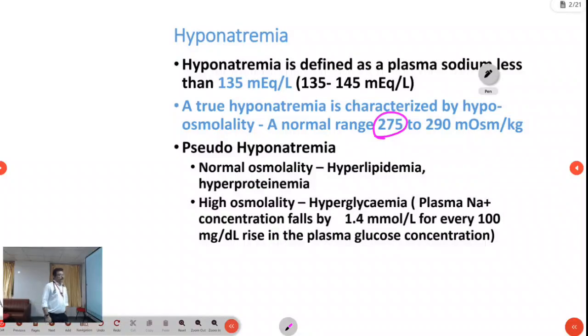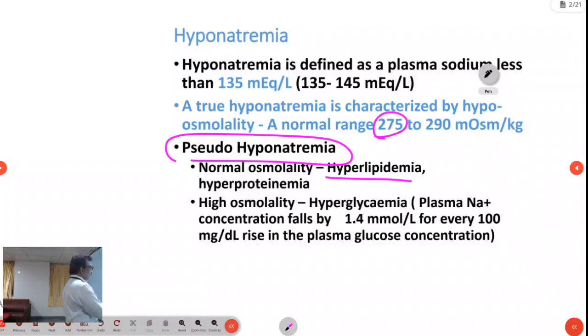Pseudo hyponatremia is one condition. It is not very common, but there are conditions where you can get pseudo hyponatremia that you should remember. One is very high cholesterol level, or very high proteinemia, like multiple myeloma. And there are some common conditions where you can also get pseudo hyponatremia.